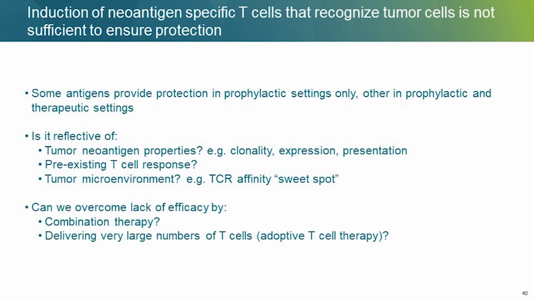There are some studies suggesting that very high affinity T cells are actually getting exhausted faster than T cells with lower affinity. So maybe there is a TCR affinity sweet spot where the affinity is sufficient for killing the tumor cells, but not too strong so that these T cells get exhausted.